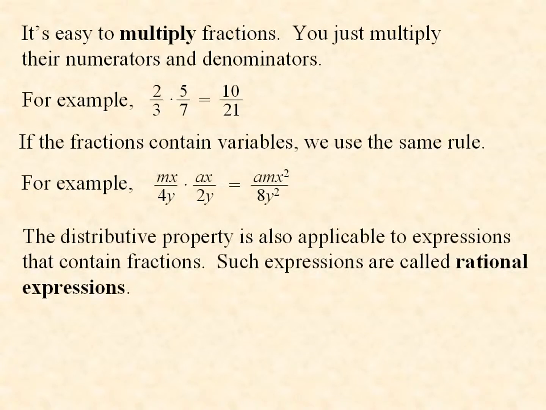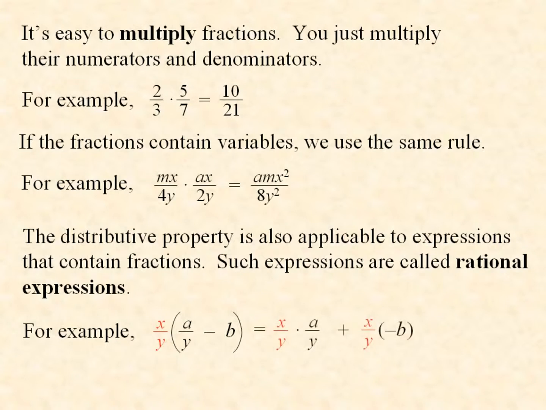The distributive property is also applicable to expressions that contain fractions. Such expressions are called rational expressions. For example, x over y times parentheses a over y minus b is equal to x over y times each of those terms, and that simplifies to ax over y squared minus bx over y.